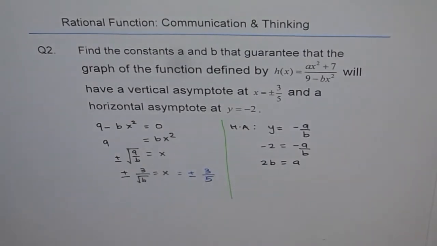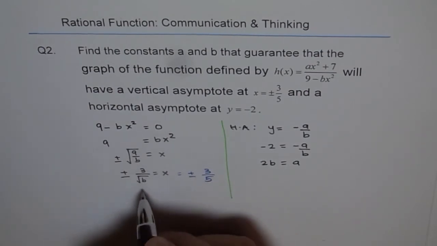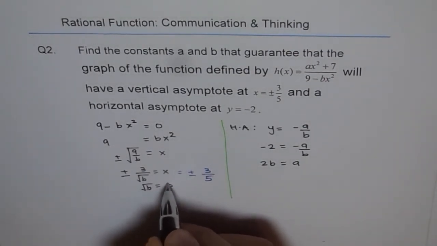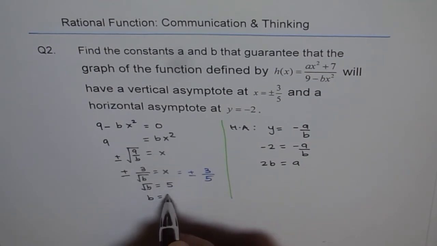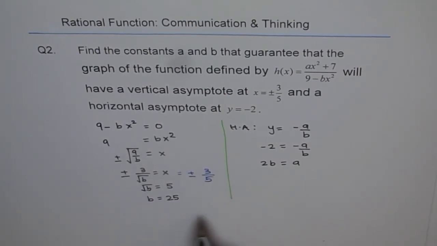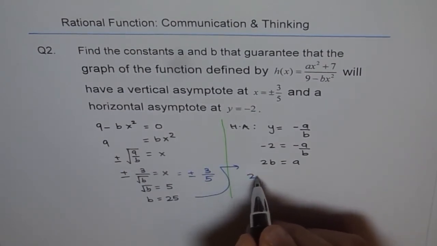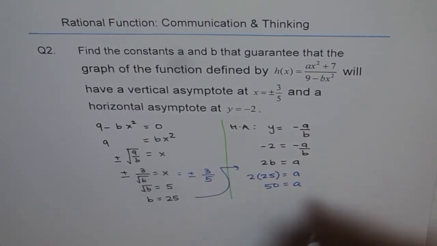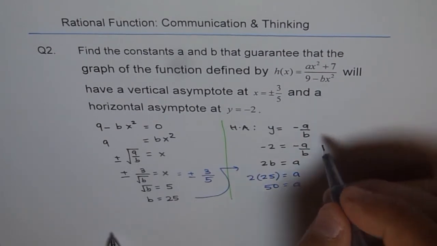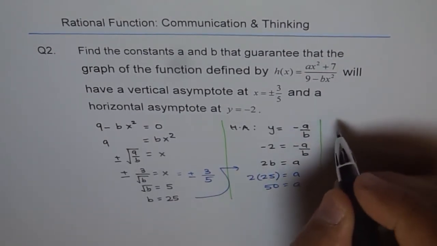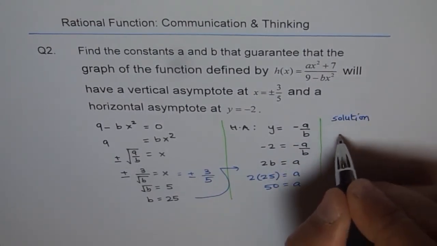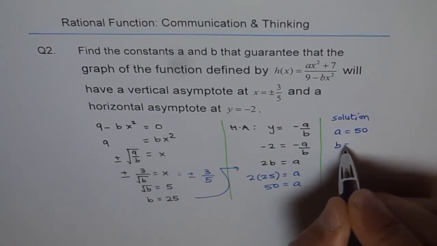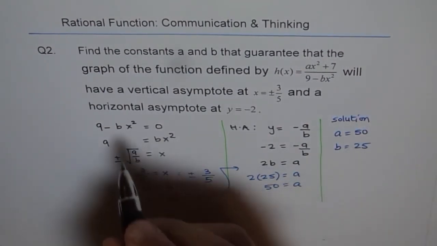Is it okay? So from here we can say that, if we compare these two values, square root of b is equal to 5, and therefore b is equal to 5 square, which is 25, correct? Now if you know b is 25, you can plug it in here, right? So I substitute this value here, correct? And say 2 times 25 is what a is. So a is 50 for you. Is that okay? So we get our answer, and the solution is a equals 50 and b equals 25 for this condition, right? So this was for vertical asymptote.